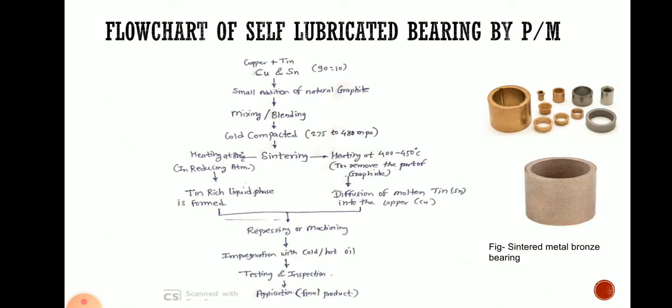So this is the flow chart of the self lubricated bearing by powder metallurgy. You know the steps in powder metallurgy. First step is preparation of powder, second step is mixing and blending, third step is compaction, fourth step sintering, fifth step secondary machining operations, and the last step is testing and inspection. So by these 6 steps you can prepare a component by the powder metallurgy process. Here also the powder metallurgy steps for the self lubricated bearing are shown. In exam you need to draw this flow chart and then explain each step one by one.